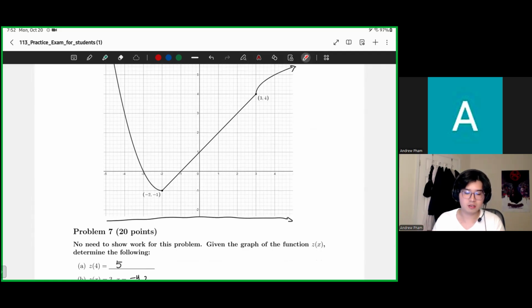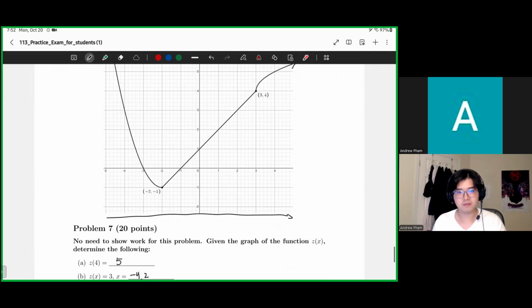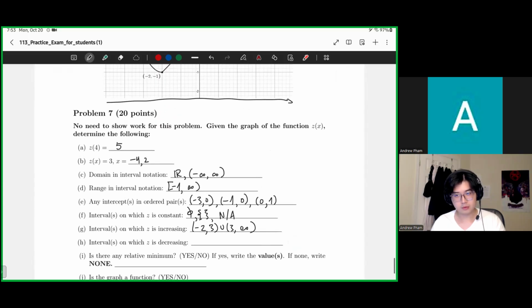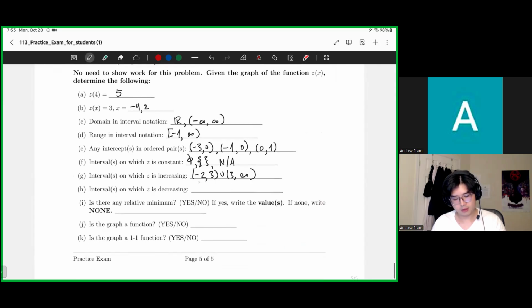And if you guys are familiar with calculus, this sharp point is also not differentiable. So we would just take this line right here, this line right here, and then this interval right here as two disjoint open intervals: minus 2 to 3, union 3 to infinity, like so. Okay. And then for decreasing, you can see that you're decreasing on this interval, minus infinity to minus 2.